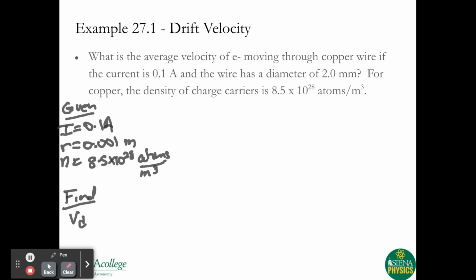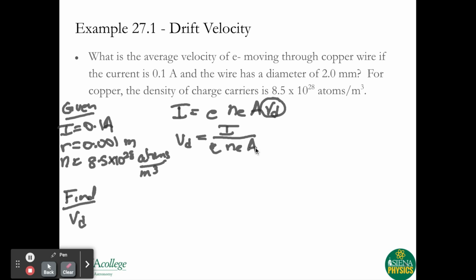Okay, so if we look back just one slide or two, the current is the charge of the carrier times our electron current, which is the number of electrons, the area, and the drift velocity. So we want to solve for this. We can divide both sides by e, n, and A. So we get I over e n A. And then we can plug in.